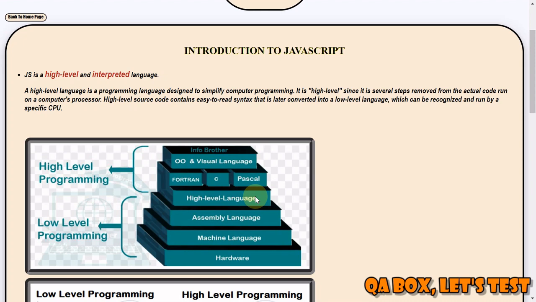All right, so high-level language is a programming language designed to simplify computer programming. It is high-level since it is several steps removed from the actual code run on a computer's processor. High-level source code contains easy-to-read syntax that is later converted into low-level language, which can be recognized and run by a specific CPU. So who does this job of converting the high-level language into the low-level language which your hardware can understand? So this program is called as either a compiler or an interpreter.